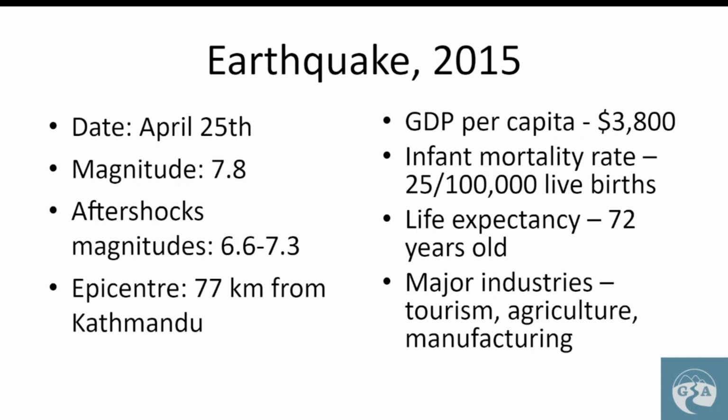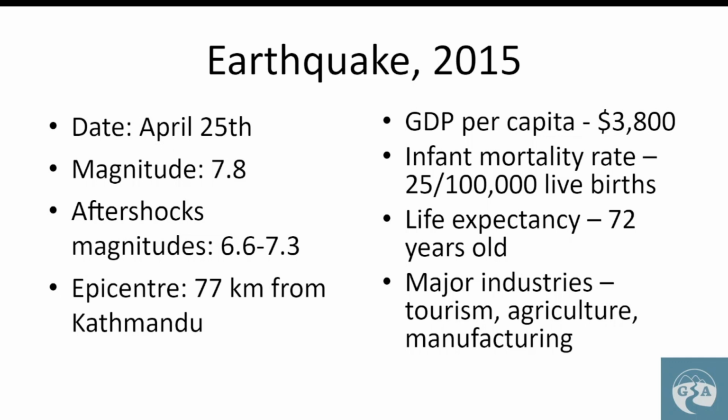The epicenter was 77 kilometers from Kathmandu, which is considered quite short. So this means that the seismic waves moved out from the epicenter and reached the capital city with a high population density.